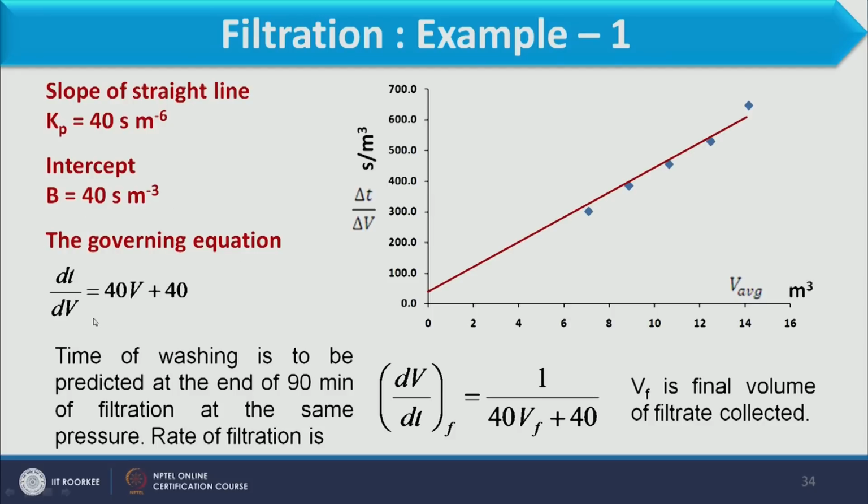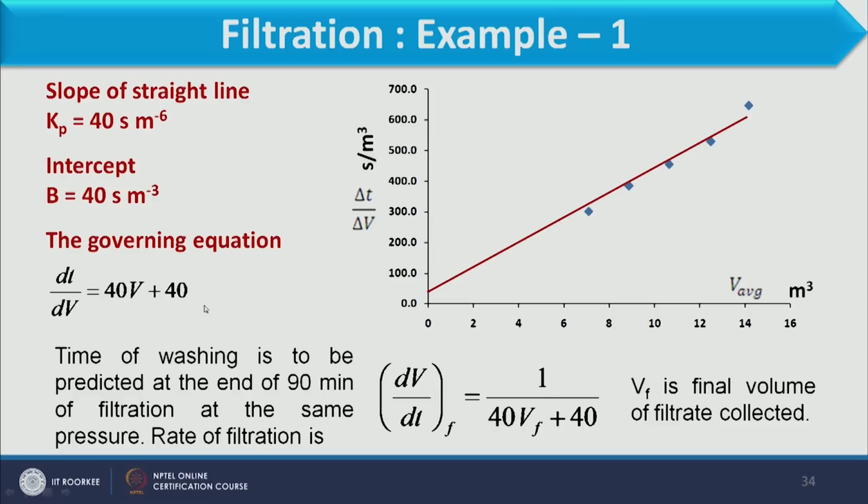So the governing equation becomes dt by dV equal to 40 V plus 40, because the value of Kp as well as the value of B are both 40. So we can get the filtration equation dt by dV equal to 40 V plus 40. Now if we reverse this, dV by dt should become the rate of filtration.